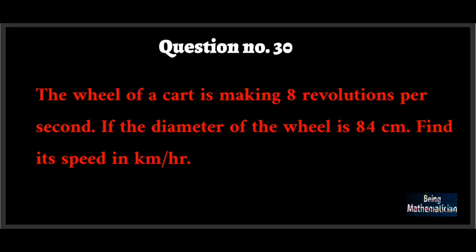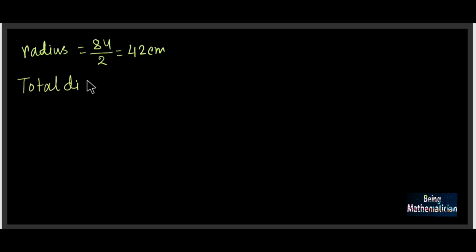Question number 30. Given the diameter of the wheel is 84 centimeters, so the radius of the wheel is 84 by 2, and it is 42 centimeter. Now we know that total distance is equal to circumference into number of revolution.